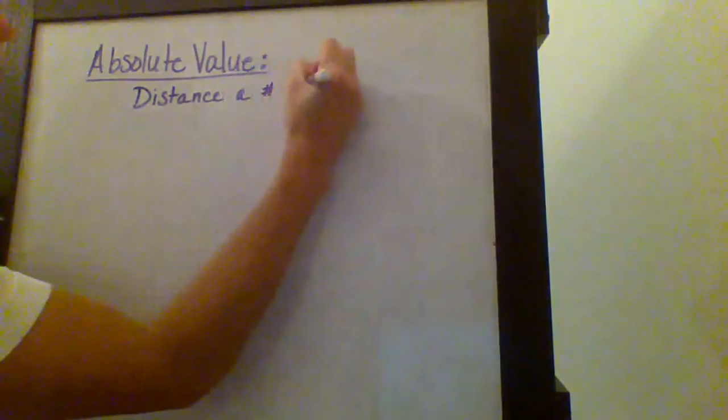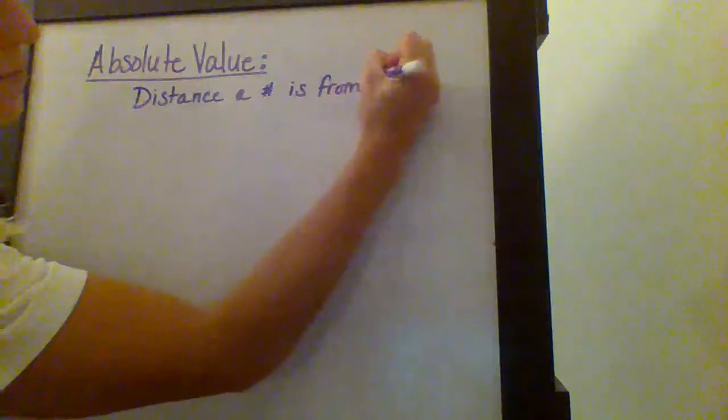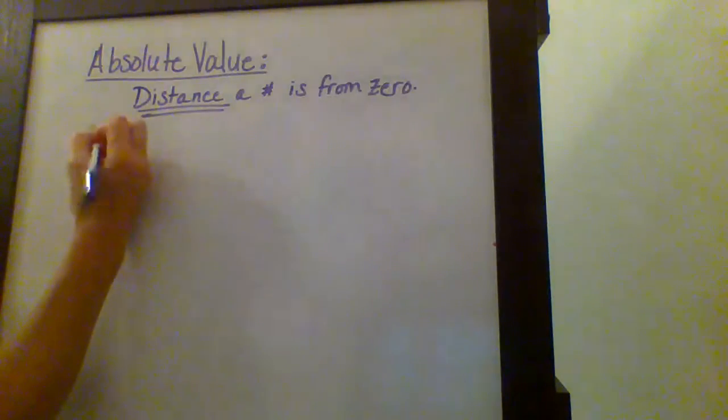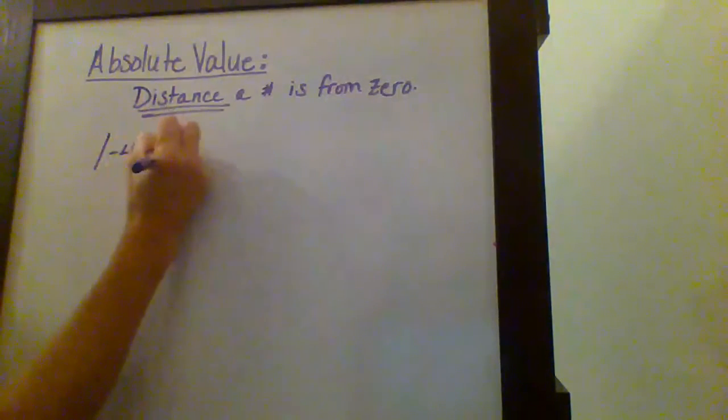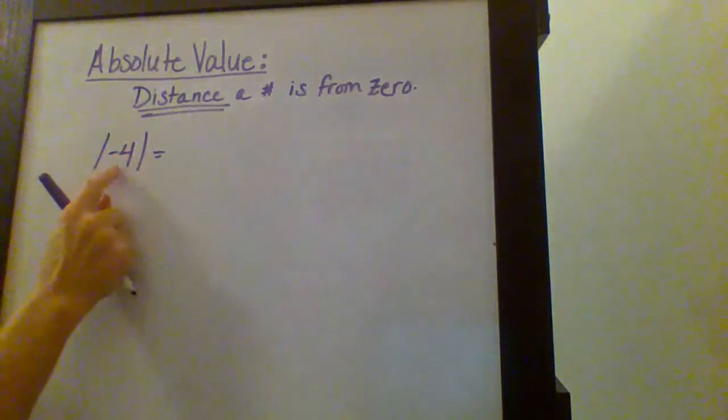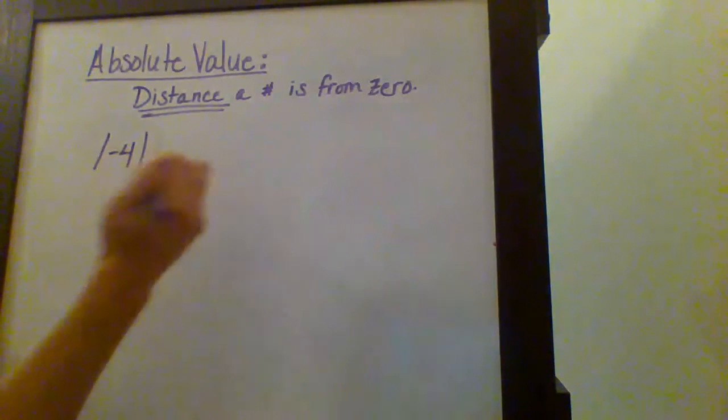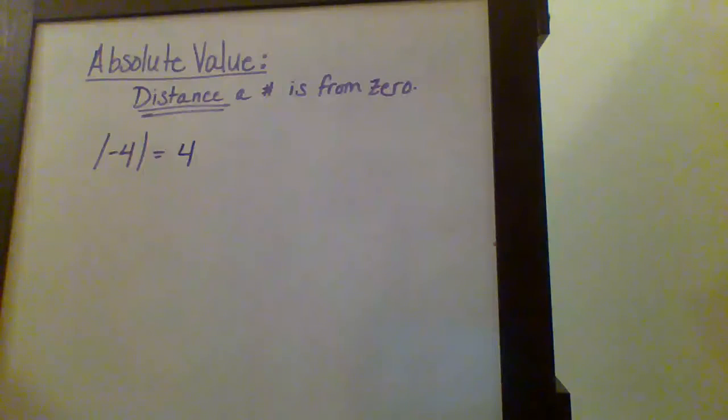So first of all, we have absolute value, and absolute value is the distance a number is from zero. And if you remember my videos from last week, distance is that keyword. Distance always has to be positive. So even if I say, what is the absolute value of -4, that just means how far away from zero is -4? Well, it's 4 spaces from zero.